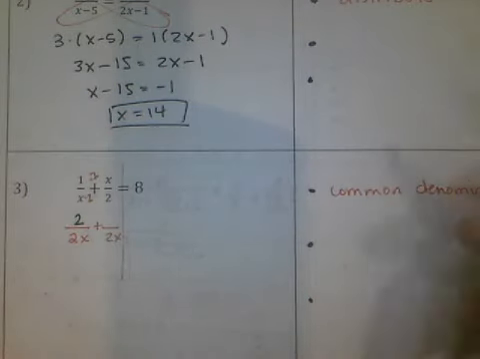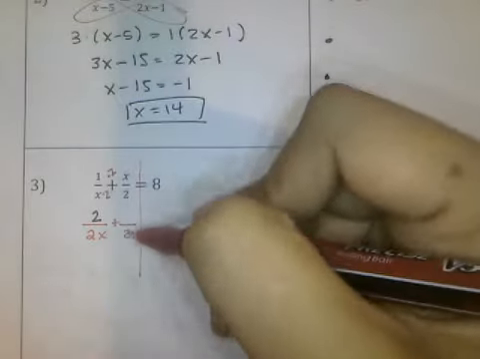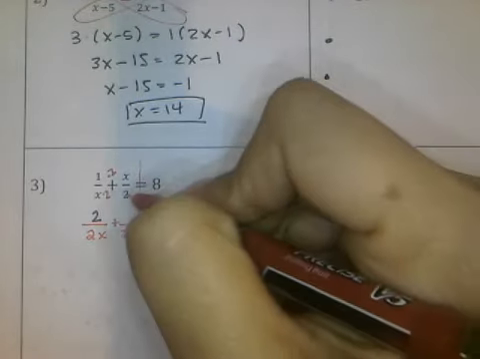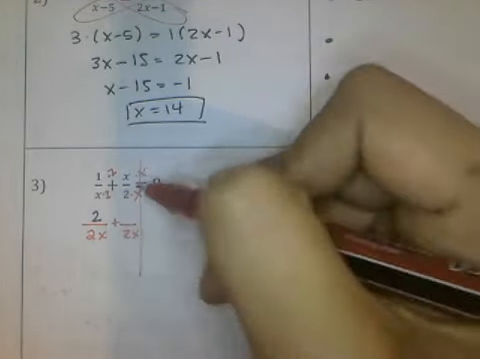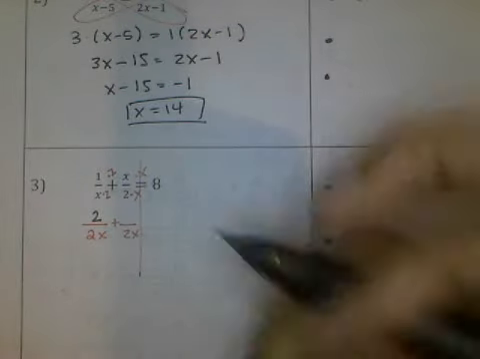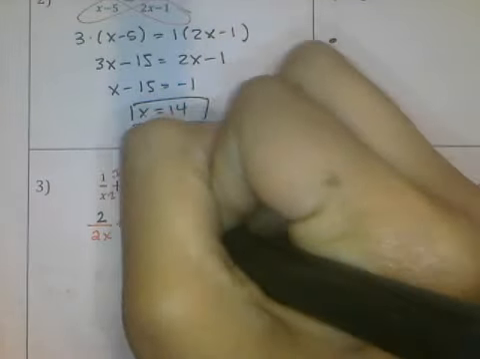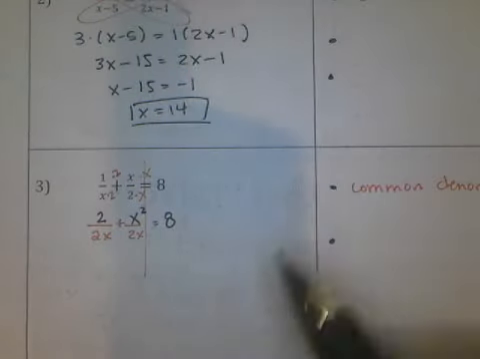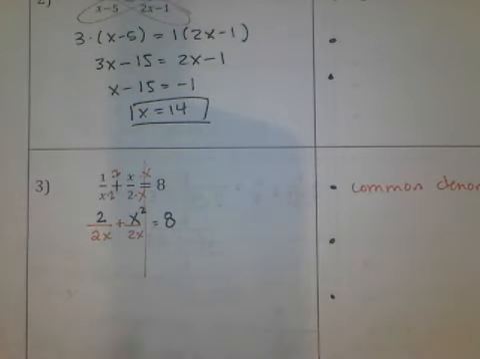Similarly, for the second fraction, what would I have to do to turn x over 2 into something over 2x? I would have to multiply times x. X times x on the top is going to give me an x squared. And 8 stays the same on the other side. You do not need to have a common denominator across the equal sign.